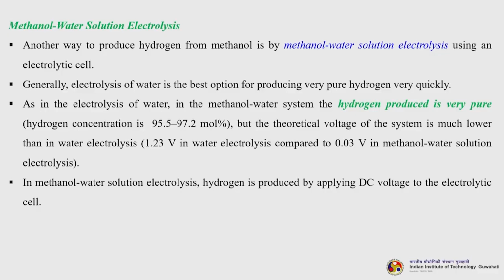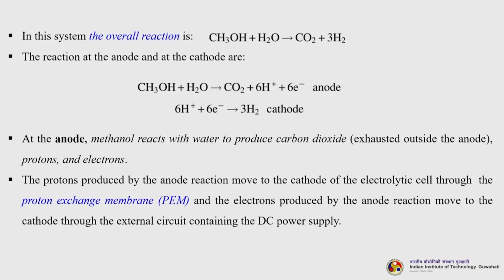So, in methanol water solution electrolysis, hydrogen is produced by applying DC voltage to the electrolytic cell. In this system the overall reaction can be written as methanol plus water gives us carbon dioxide plus 3 moles of hydrogen. The reactions at anode and cathode are like this. CH3OH plus water is carbon dioxide plus 6 protons plus 6 electrons at the anode, then 6 protons plus 6 electrons gives us 3 moles of hydrogen at the cathode. At the anode, methanol reacts with water to produce carbon dioxide, exhausted outside the anode basically, and protons and electrons.